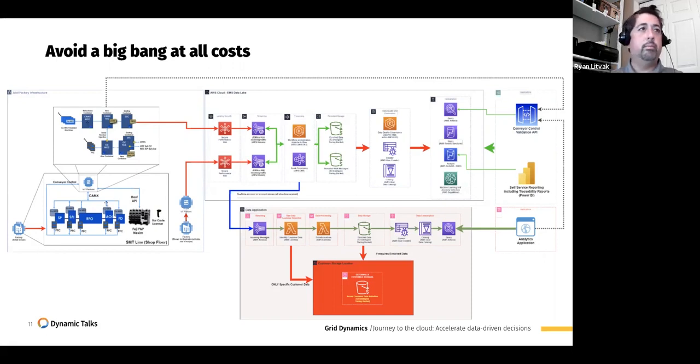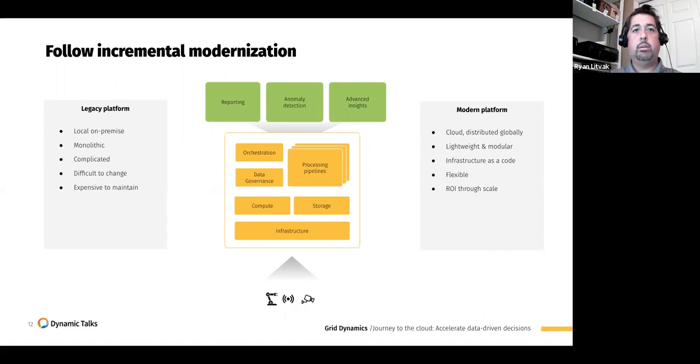So following on that, one of the biggest takeaways is to follow that incremental modernization approach, but you want to follow a North Star. So you want to have an idea of where you want to end up. And where we started was that we have a legacy platform that was very monolithic.